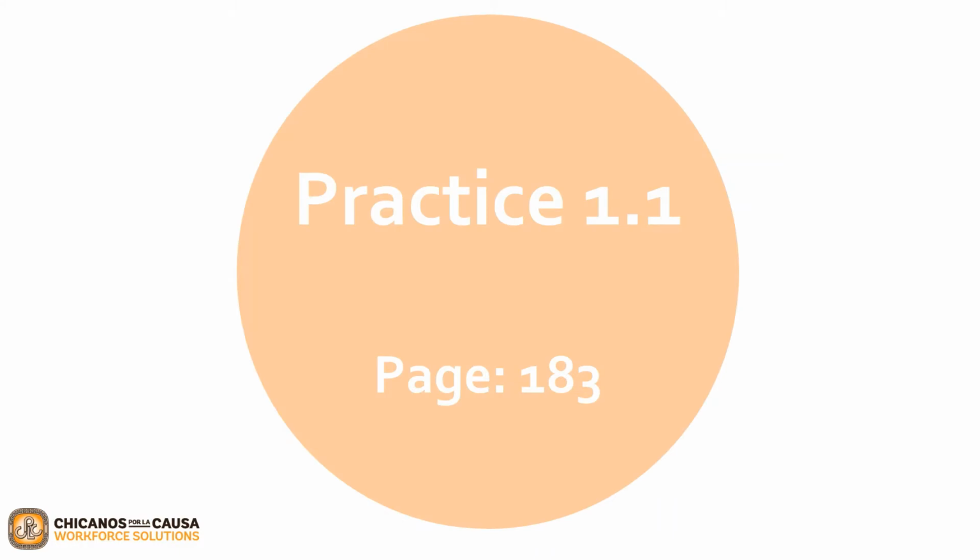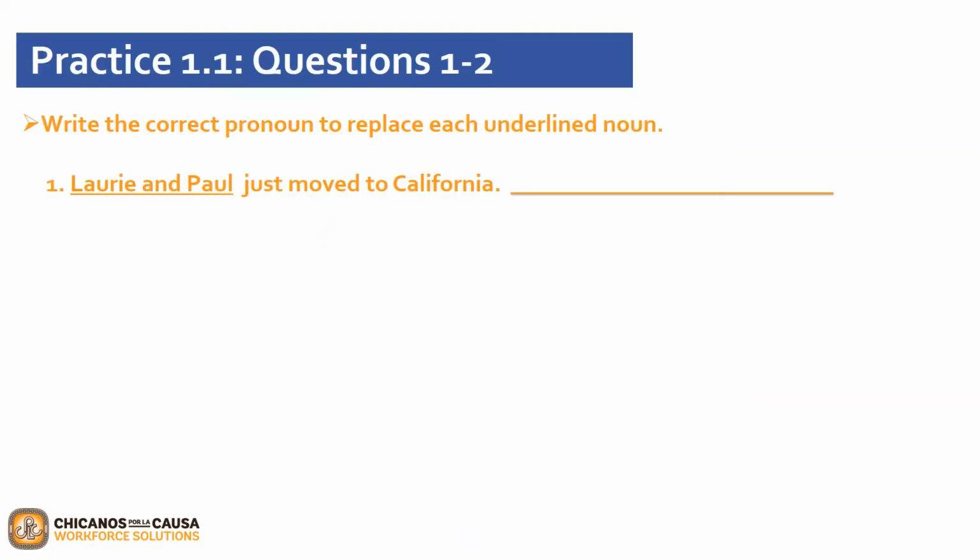Now that we've gone over using nouns and pronouns, let's move on to practice 1.1 found on page 183. The first question says, Lori and Paul just moved to California. What pronoun would you use to replace the underlined noun? The correct pronoun that you would use in the sentence would be they just moved to California.